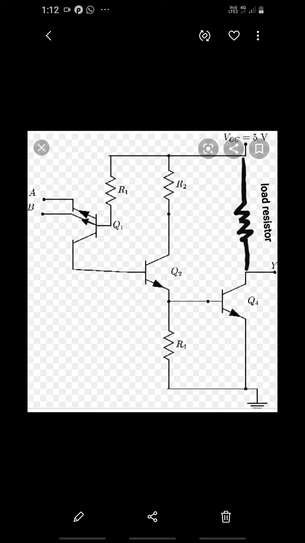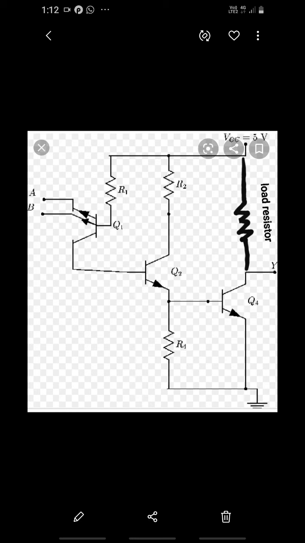Now I am explaining case 2. Here A is equal to B is equal to 1. If both the inputs are high, the base to emitter junction of Q1 is reverse biased and its base to collector junction is forward biased. So it permits the current through R1 and the base to collector junction of Q1 into the base of Q2. Therefore the transistor Q2 is turned on.